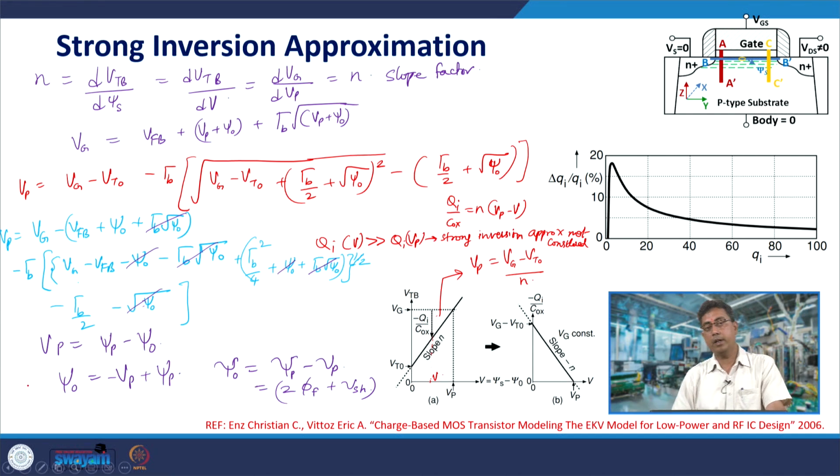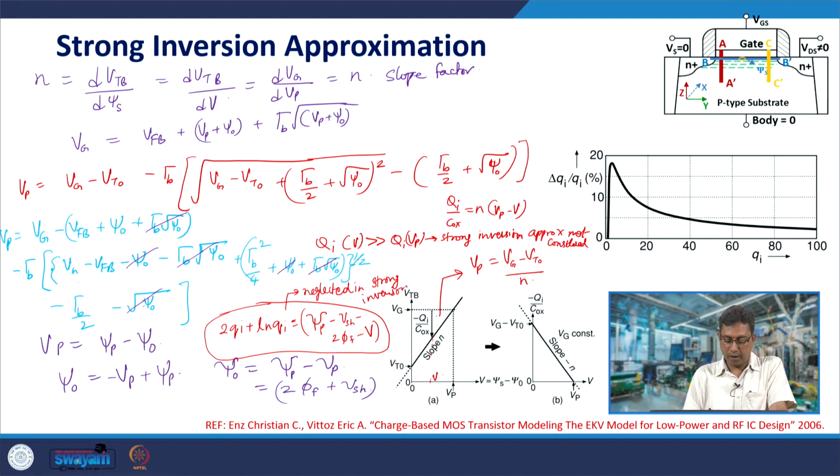Here, one thing we can remember is that we are neglecting the logarithmic part in 2 qi plus natural logarithm of qi is equal to chi p minus VSH minus 2 phi f minus V. In this entire discussion that we had about strong inversion, we have neglected this. It is neglected in strong inversion, and therefore this comes out to be a constant, and it cuts down several of the approximations.